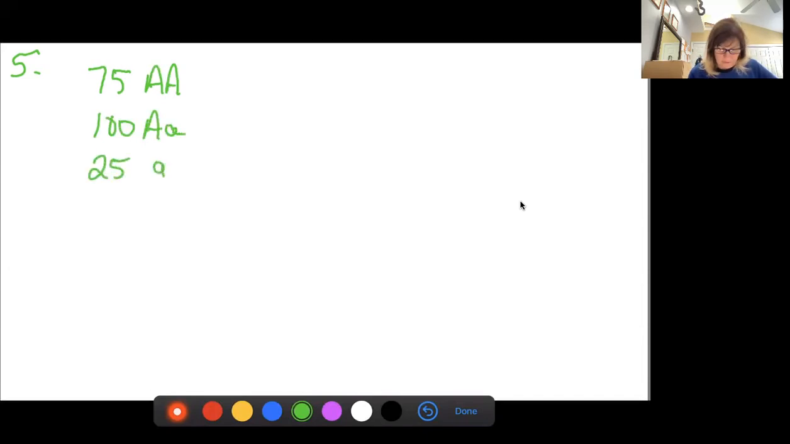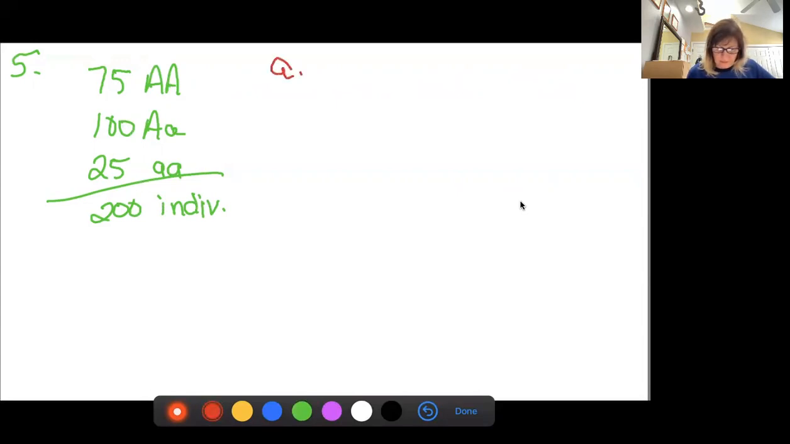Number 5 is kind of a challenge problem. It's not something I would ask. I don't know if they'd ask you on your AP test, but they're saying that the recessive trait for attached earlobes is lethal. So you have 200 people. 75 people are homozygous dominant. 100 are heterozygous. And 25 are homozygous recessive. So we have 200 individuals. Okay. So what is the initial frequency of the recessive allele?